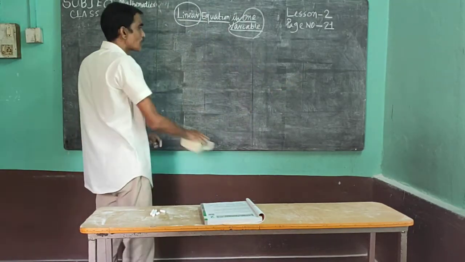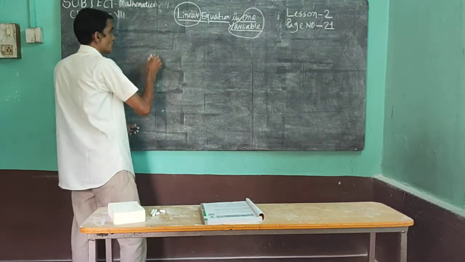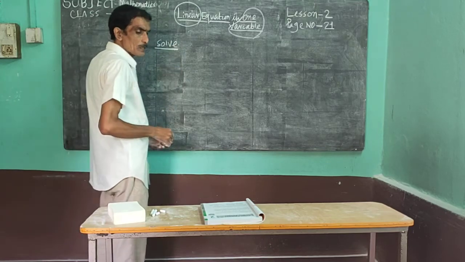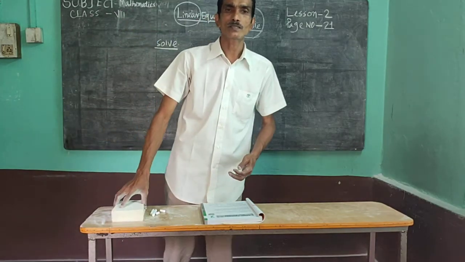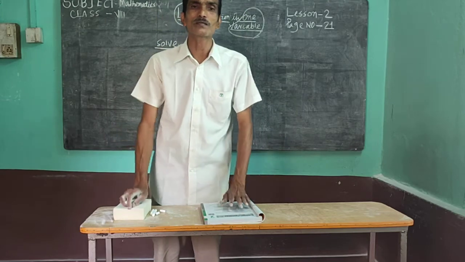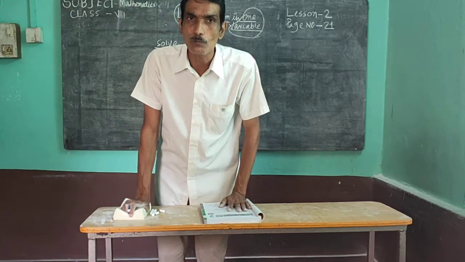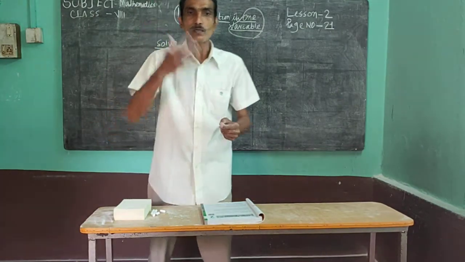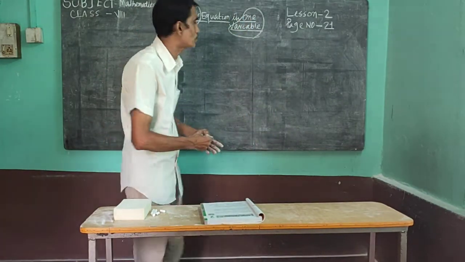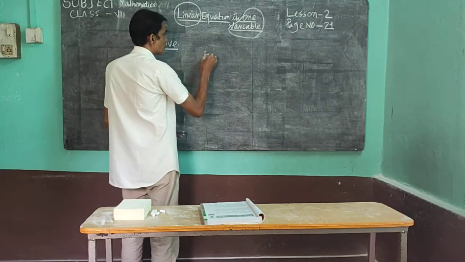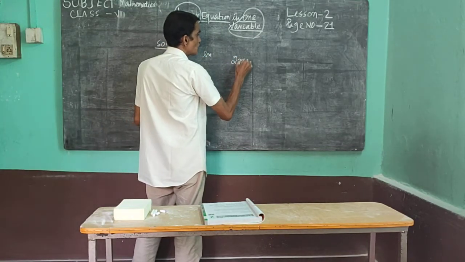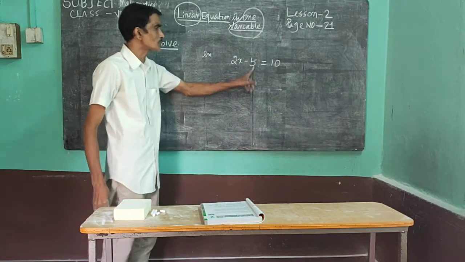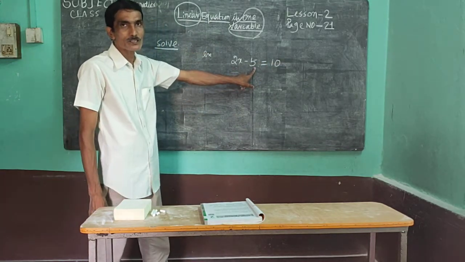First, how to solve a linear equation of one variable. Please remember, now we are in the senior classes. We will not go for the equating and balancing method. We will go for the method of transposition. That means we will transpose one number from one place to the other side. Example, 2x minus 5 is equal to 10. We are solving this equation by the method of transposition.